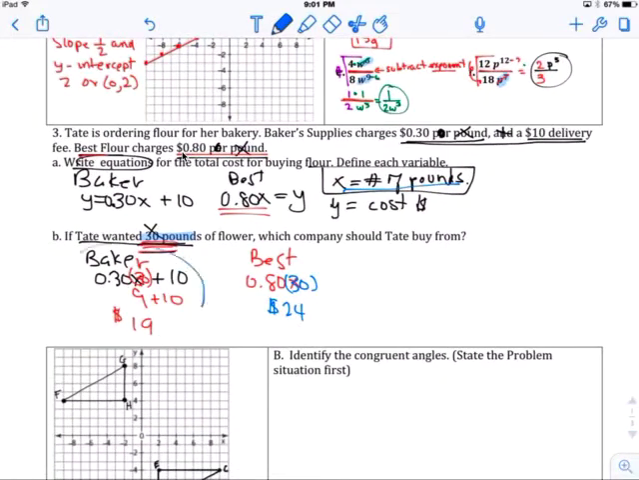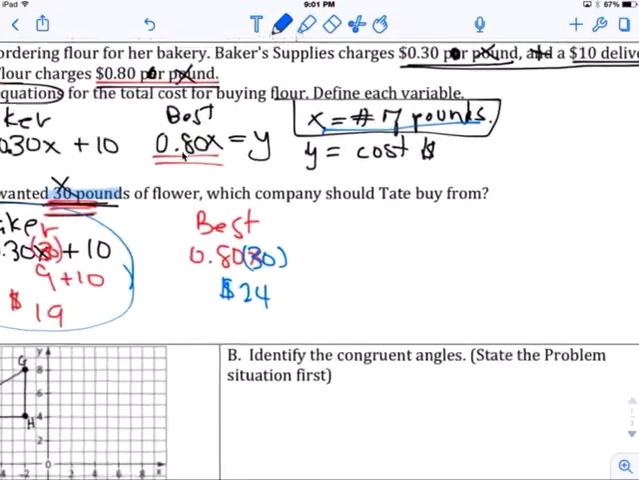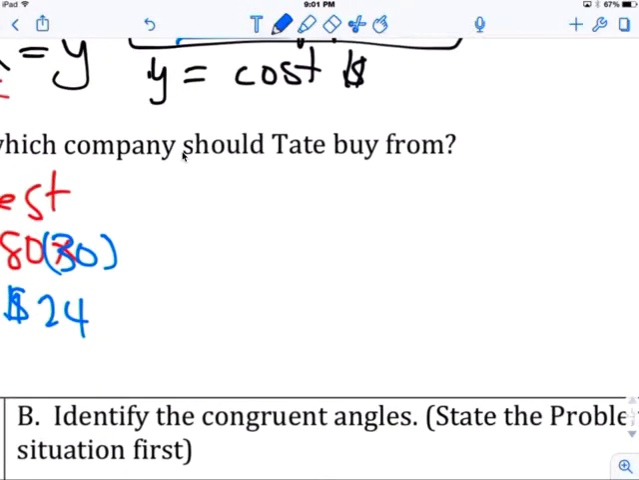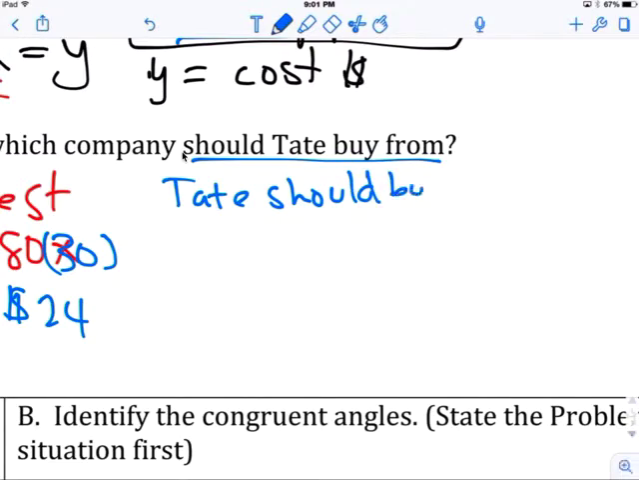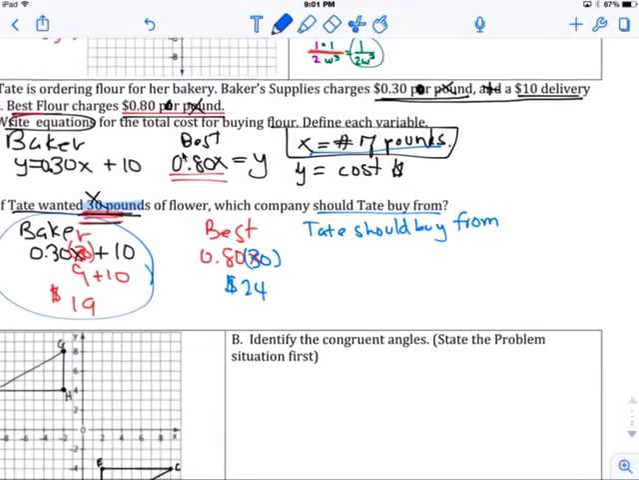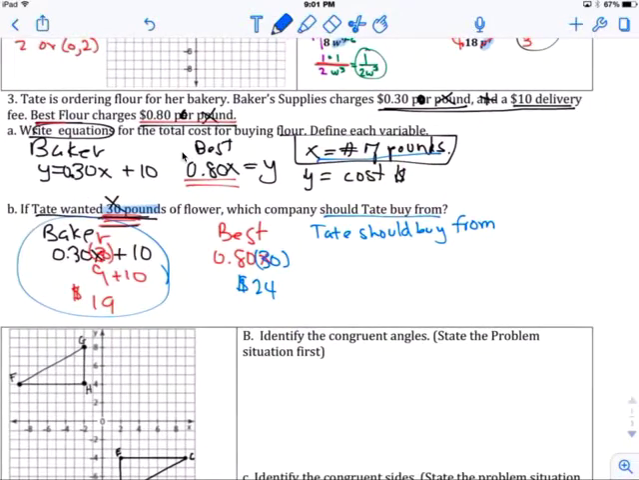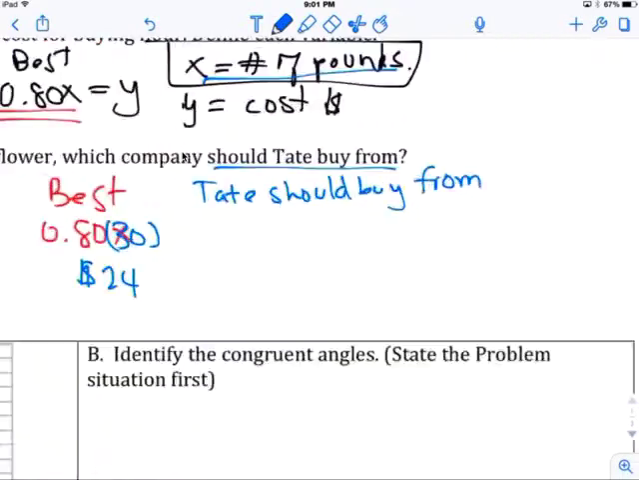Okay, who would you buy from? You would definitely buy from Baker's because they only charge $19. Which company should Tate buy from? Tate should buy from Baker's.